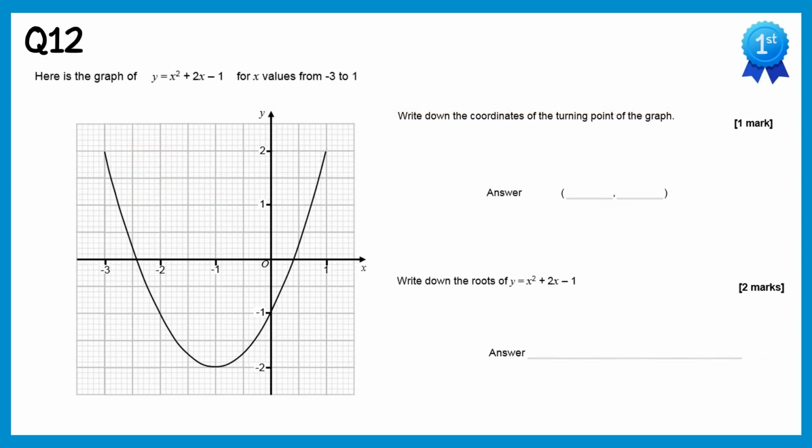For this question, we need to find the turning point. The turning point can be seen right at the bottom of the graph here. That has coordinates -1, -2. We then need to find the roots. The roots are where the graph crosses the x-axis, so that's here and here. These would be at -2.4 and 0.4.